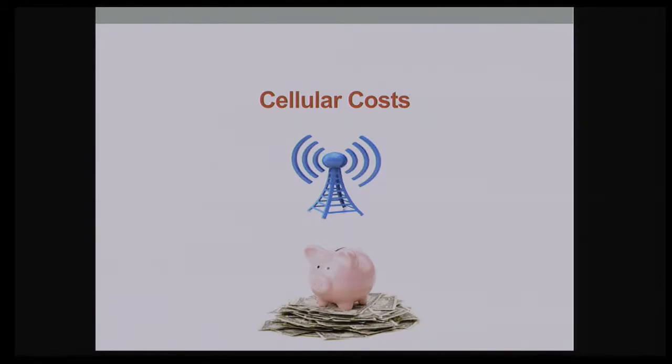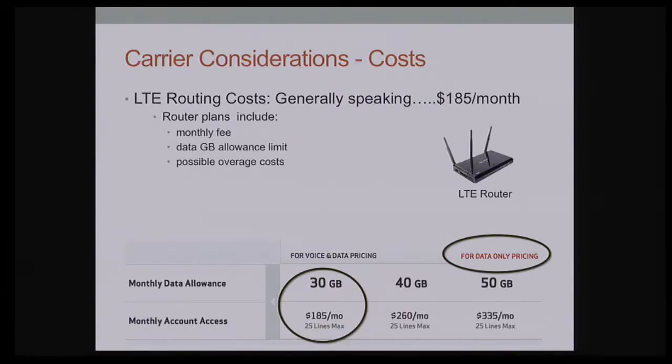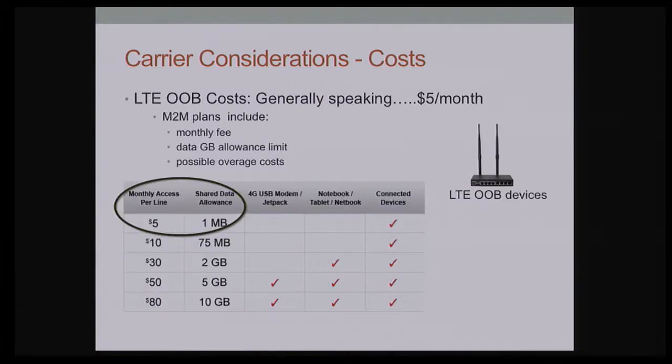So what are the costs of these different plans? If I'm looking at a cellular routing option for a remote location, and I go to Verizon or AT&T and I say I want to set up a routing account, it's going to start at 30 gigabits and it's going to cost me $185 a month. If it's an out-of-band arrangement, then it's going to be an M2M plan, and it's $5 a month, and it's 1 meg as my entry point.